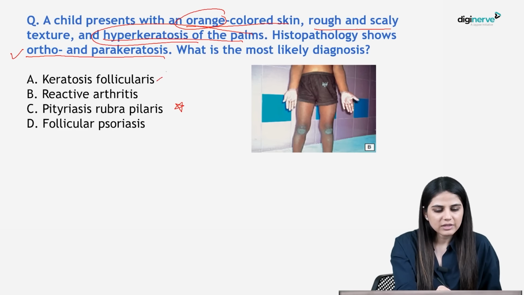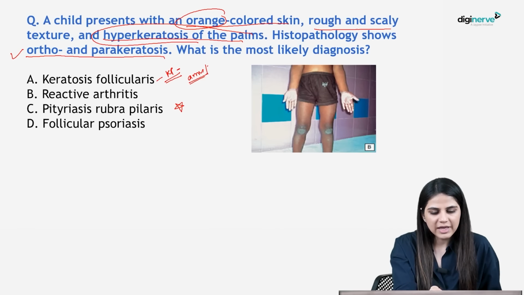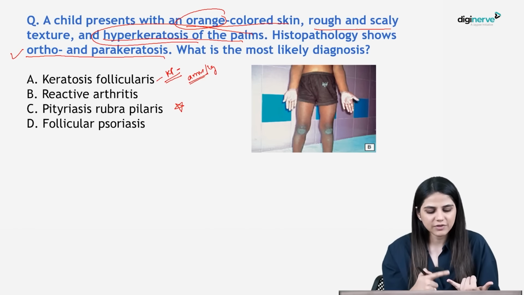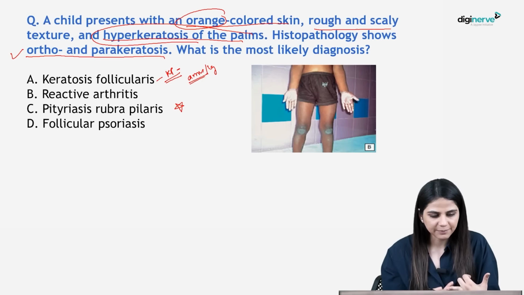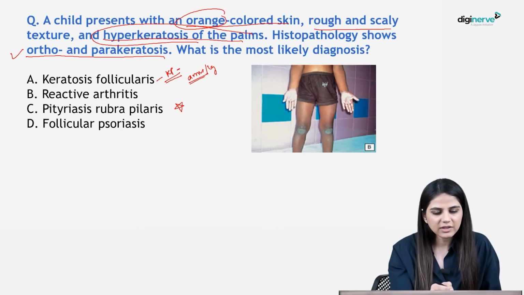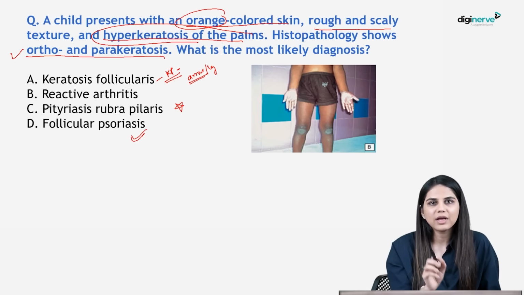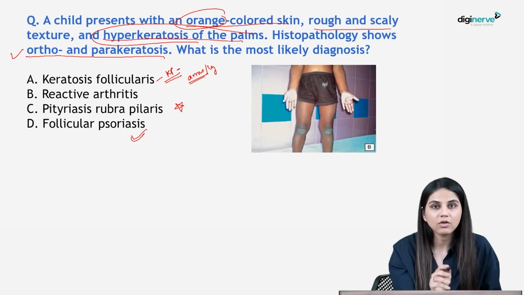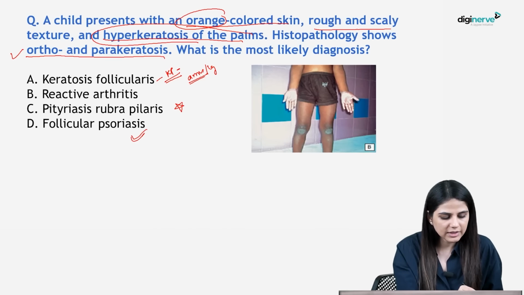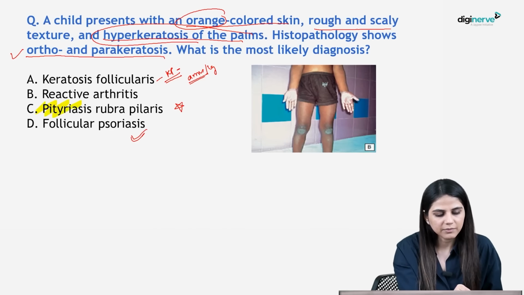Keratosis follicularis is Darier's, which is seen on arms and legs, probably due to constant friction, waxing in females. Reactive arthritis will not present with ortho and parakeratosis. Follicular psoriasis will have histopathology of psoriasis and not PRP. So the correct answer here is PRP.